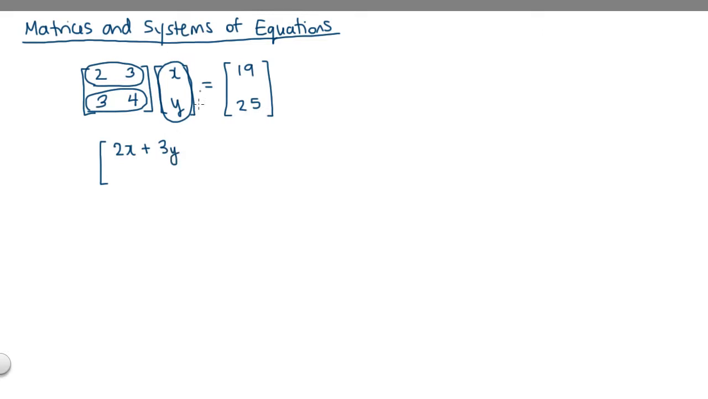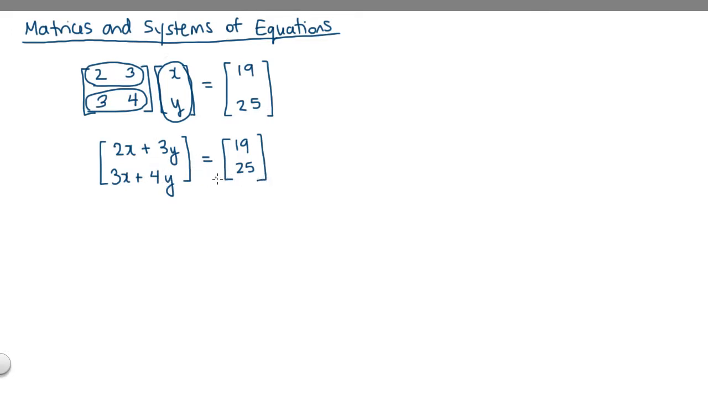And since our second matrix here only has one column, that's the end of the first row, and we can now go into the second row. So we'll take the second row dotted with the first column, and we'll get 3x plus 4y. So that gives us a 2 by 1 matrix on the left-hand side. And this left side here is still equal to the matrix 19, 25.